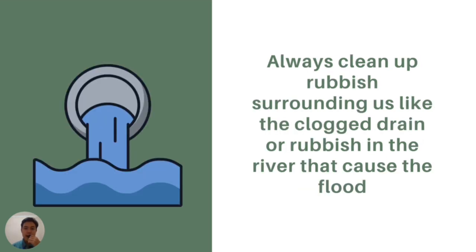Then always clean up rubbish around us, like clogged drains or rubbish in the river that cause the flood. This can make the flow of water in the drains or rivers become rapid. When heavy rain comes, the water will not get stuck in just one place, because if the water is stuck in one place, the water will keep rising and make the flood worse.